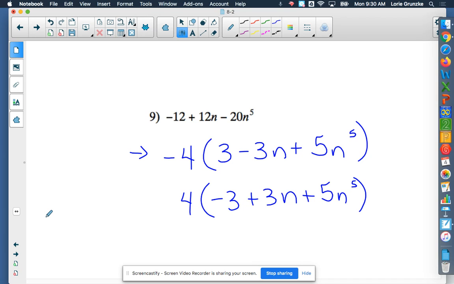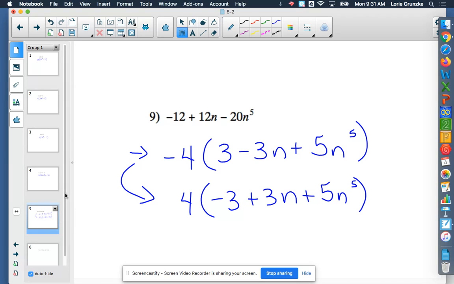Why do I prefer this one? Because we always like the term with the biggest power to be positive. That's kind of a picky thing. At this stage of what you're doing, we will accept either answer. Okay, one more.